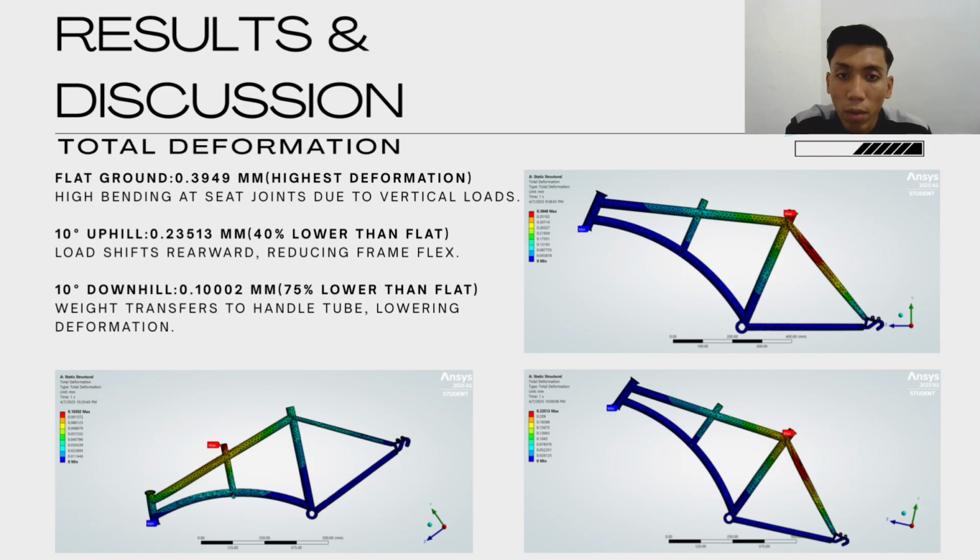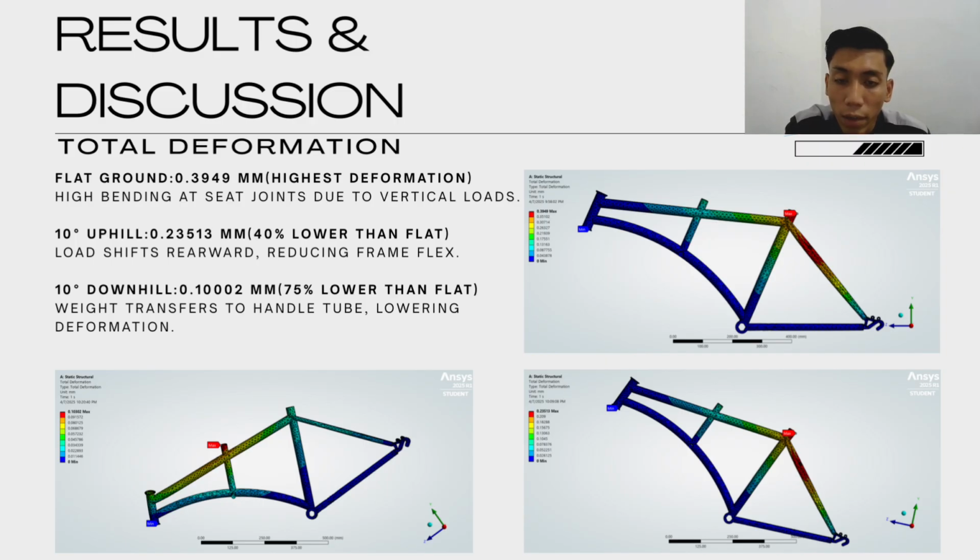I will present about the finite element analysis, FEA, results and discussion. This finding reveals how the bicycle frame performs under three critical riding conditions: flat ground, uphill, and downhill. By examining total deformation, stress distribution, and safety factors, we can assess the frame's structural integrity and identify areas for optimization. Let's dive into the results, starting with the deformation analysis.